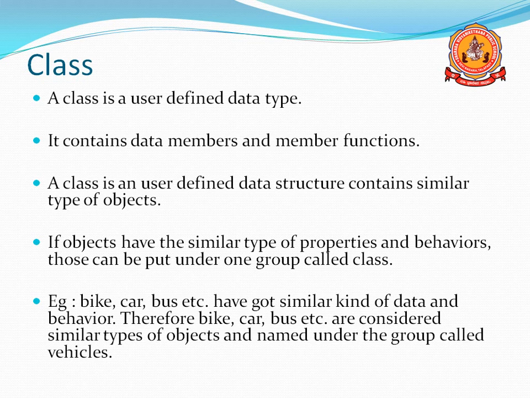Next is derived data types. Derived data types are data types, for example, arrays and pointers. Arrays and pointers are known as derived data types.